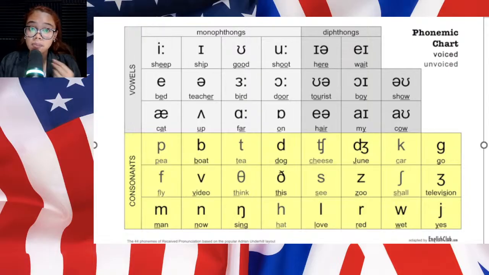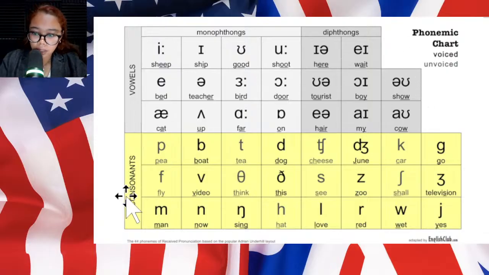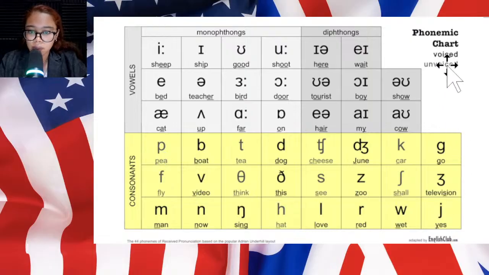How about B? Let's try B. B, B, B, B. One more time. B, B, B. Do you feel any vibrations? Yes, of course. You do feel vibrations for this sound, so this is voiced. To quickly identify on the chart which one is voiced and unvoiced: if it is written in black, then that is voiced. If it is written in gray, then that is unvoiced.